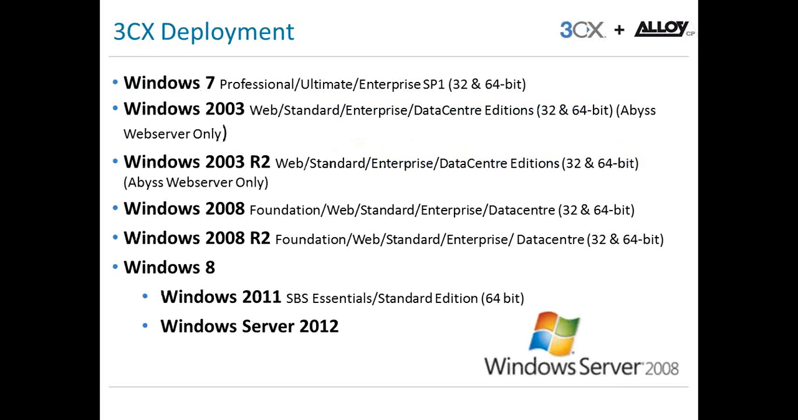So, Windows supported platforms: Windows 7, 2003, 2003 R2, 2008, 2008 R2, Windows 8, Windows 2011, Windows Server 2012. So lots of choices there. Not many complexities about it all. We have some caveats and some gotchas that we'll talk about later about which of these platforms you might choose to run on given different circumstances. But we'll talk about those when we get there.